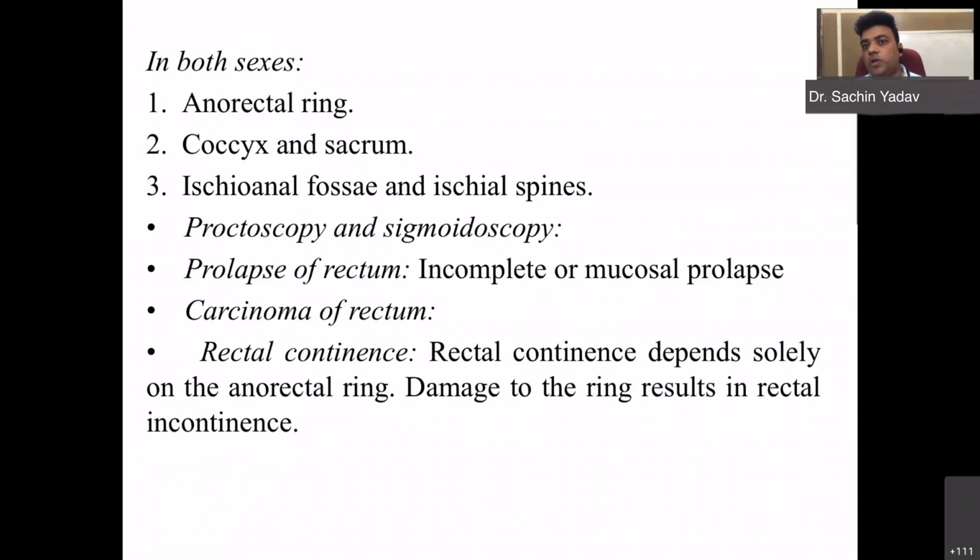Prolapse of the rectum. If there is weaker support from the external side, then there may be prolapse of the rectum, where the mucosa can be prolapsed through the anal canal and can protrude out, so it can be incomplete or whole mucosal prolapse. Carcinoma of the rectum is also common in some areas. And rectal incontinence: rectal continence depends solely on the anorectal ring, and if the anorectal ring is damaged, then it can lead to rectal incontinence.